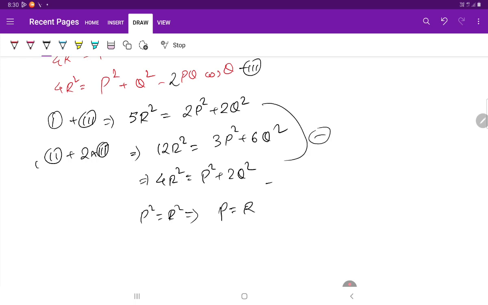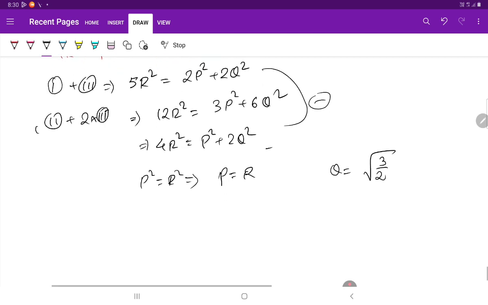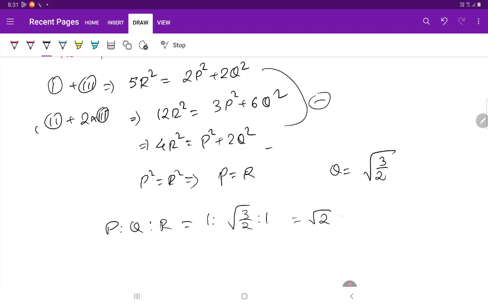Now I'm basically subtracting these two equations, so you'll get p equals r. Hence you can say q is equal to root 3 by 2. Just putting p equal to r in the first one plus third equation, you'll get pq is equal to root 3 by 2. Hence you'll get p is to q is to r is equal to 1 is to root 3 by 2 is to 1, and multiplying with root 2 you'll get 1 is to root 2 is to root 3 is to root 2, and that's the answer.